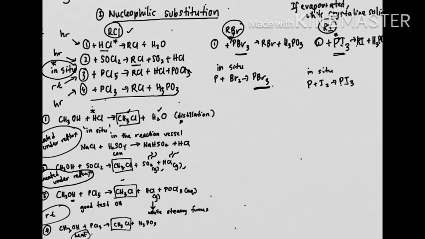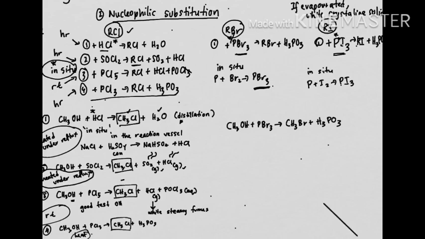So if I actually write this equation to produce RBr, if I am using CH3OH and I'm going to react with PBr3, what am I going to get? I'm going to get CH3Br plus H3PO3. Okay, that's a reaction.